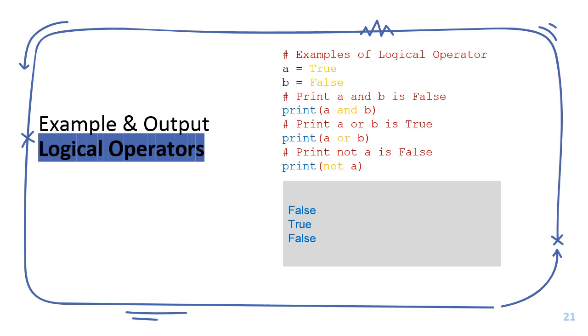In the first statement, print a and b. In the second statement, print a or b. In the third statement, print not a. In the first statement both are not true, so the output of the and operator is false. In the second, either a or b is true, so it will be true. Finally, a is true, thus the result of not a is false. If it is given b, then it will be true. So these are logical operators.